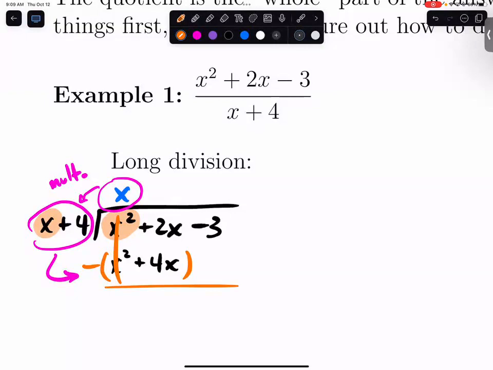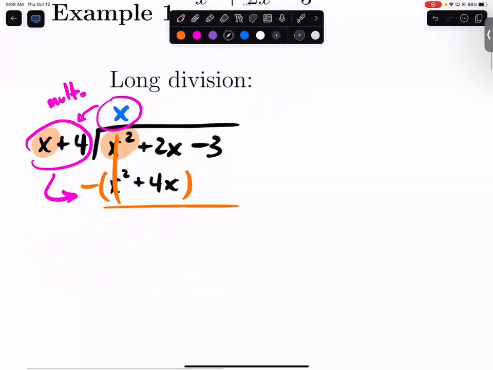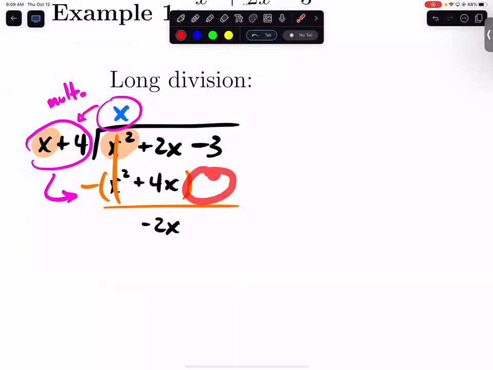So those drop out. 2x minus 4x is negative 2x. And then negative 3 minus 0, because there's nothing in that place, right? Negative 3. Division, it's a division algorithm, just like with long division. So we're just going to do that again and keep doing that until it stops, until we get to an answer. So let's just walk through that one more time real quick.